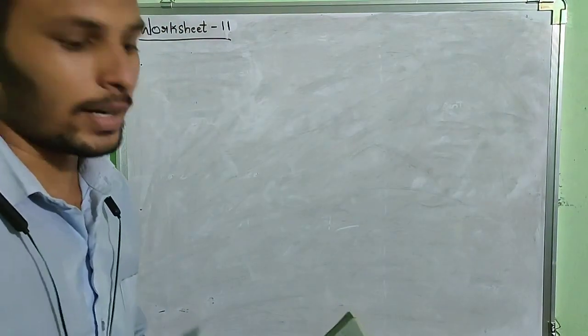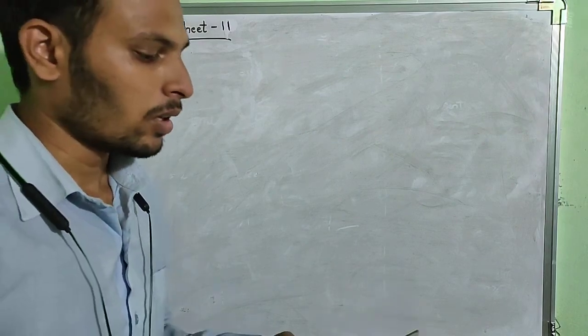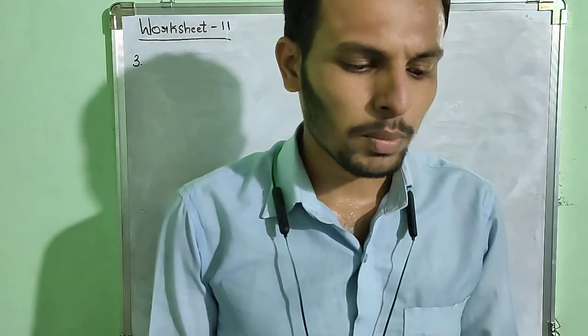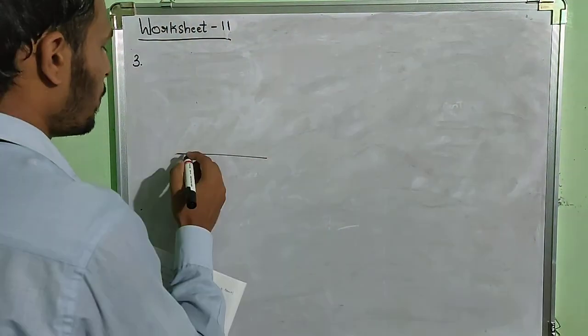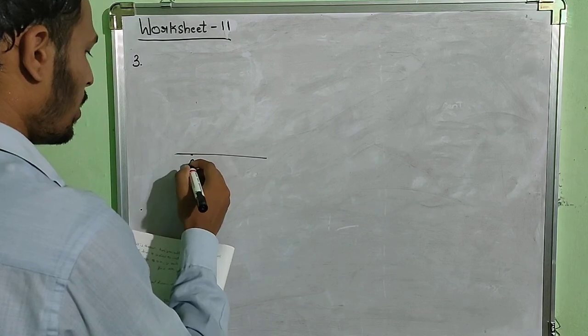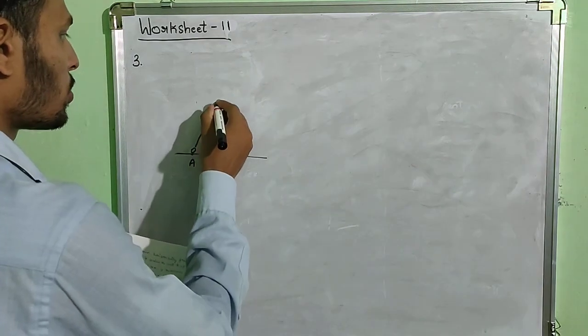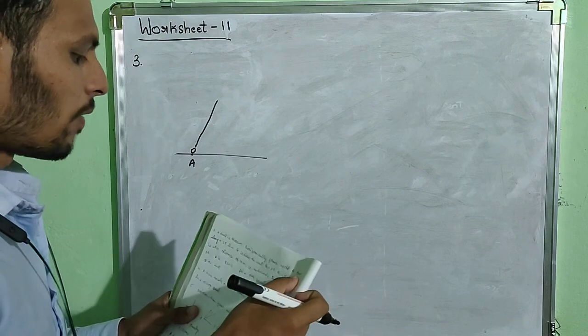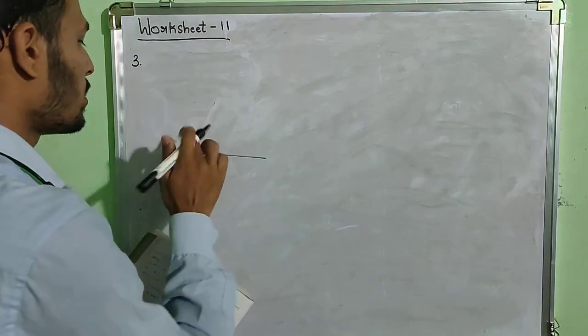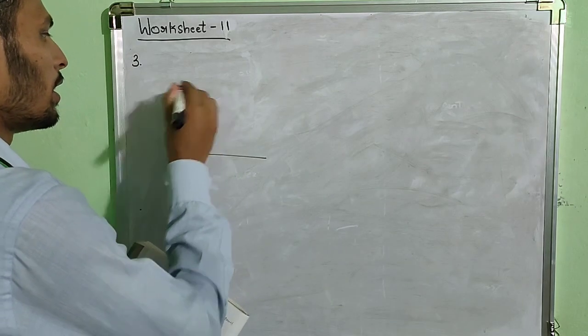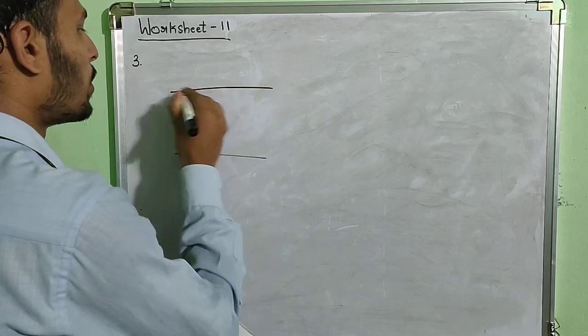So now let us see question number 3. The question is: a ball is thrown horizontally from a point A. It travels along a straight line and strikes the wall.